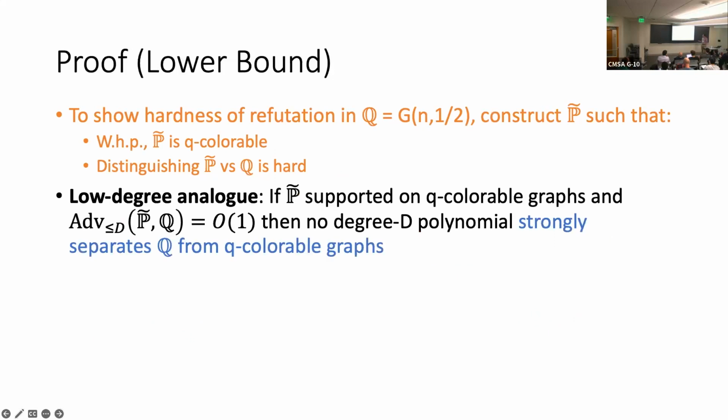So, okay, how are we going to prove this? The high-level strategy is the same as before: if I want to show hardness of refutation, construct the planted distribution with these two properties. It has to be Q-colorable, but hard to distinguish from G(n,1/2). The nice thing is that the low-degree version of this statement still holds. If you construct a distribution that's Q-colorable and low-degree indistinguishable from G(n,1/2), then you can prove that low-degree polynomials fail to refute in the sense of this previous definition. So that's how we're going to, in the end, prove the thing I claimed.